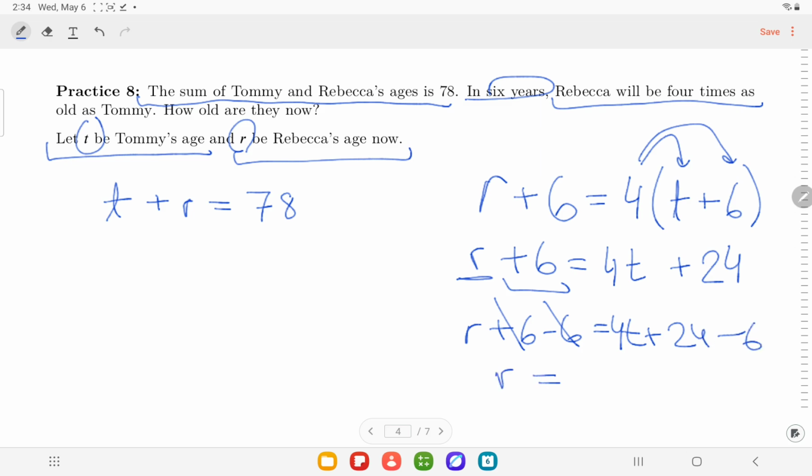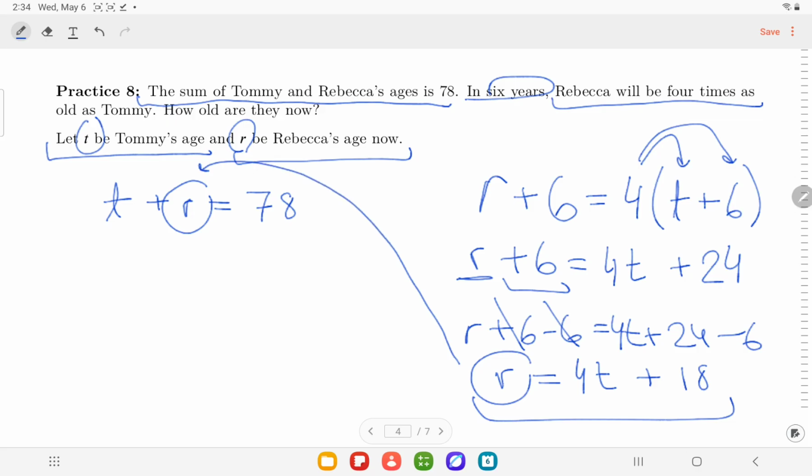So we end up with R is 4T plus 18. And now we have an R here, and this R is the same R as the R in this equation. So we can substitute this for the R here because they're the same thing. So we can rewrite this equation as T plus 4T plus 18, because this is what R is equal to here.